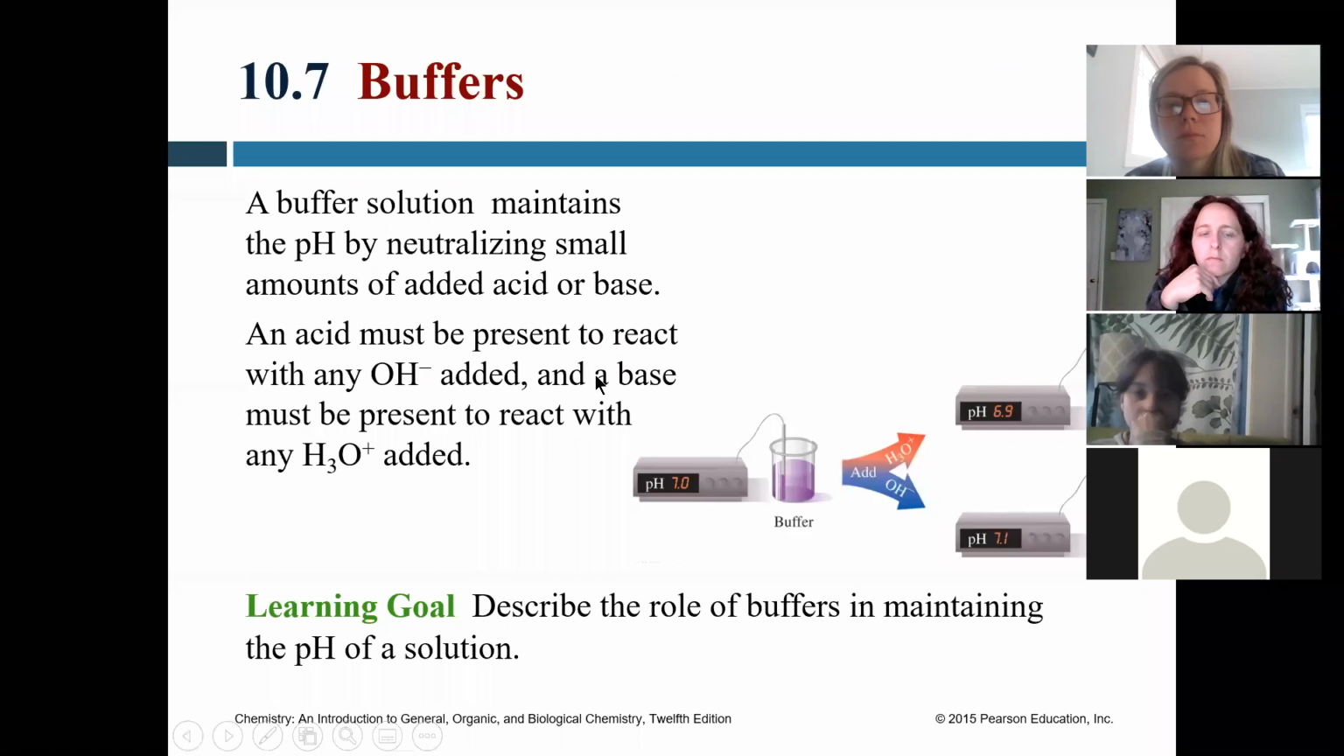All right. I do want to talk about buffers though. So what is a buffer solution?